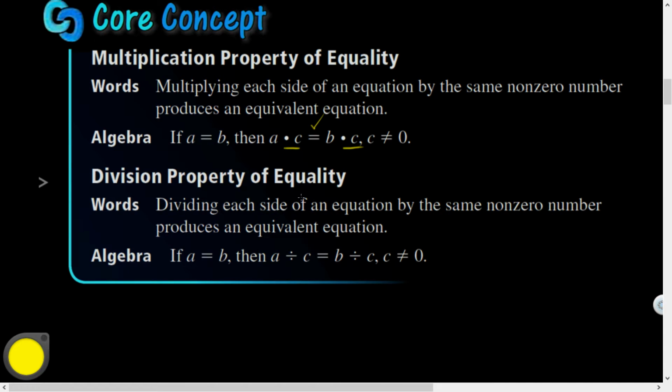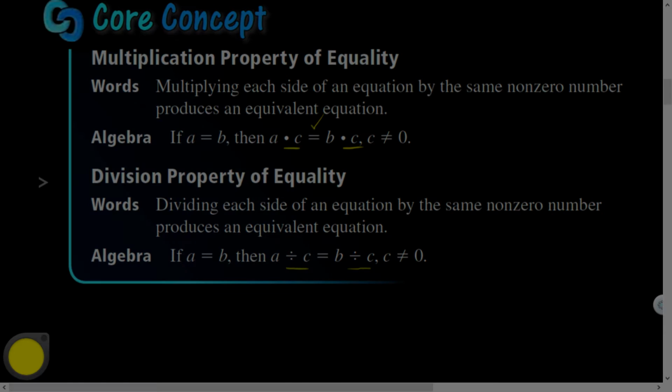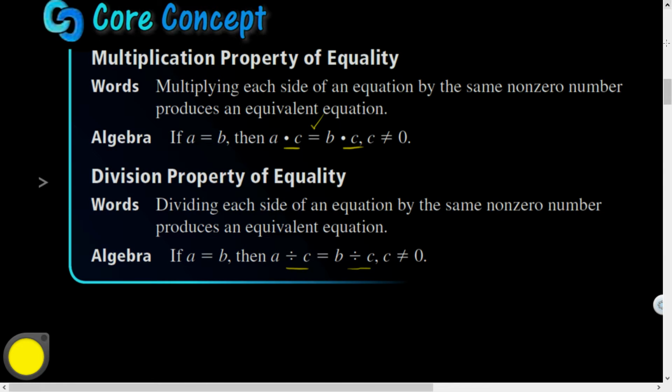Division property of equality. If A equals B, then A divided by C is going to equal B divided by C, as long as C is not equal to 0. In that case, it matters a lot because dividing by 0 just breaks the universe. It doesn't like that. I don't know if you guys knew that or not. It's just bad news for the universe.